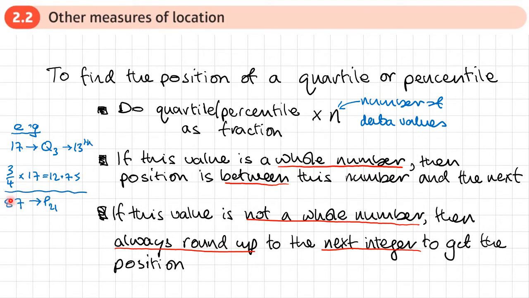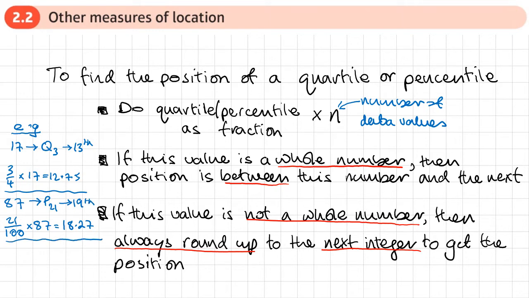Okay, here's another example. Let's say I've got 87 data values and I want to find the position of P21, the 21st percentile. Then I will change the 21st percentile to a fraction, 21 over 100, times that by 87, and I get 18.27. Now it's not a whole number, so I always round it up. So if I round that up, it will be 19. So P21 would be the 19th value.